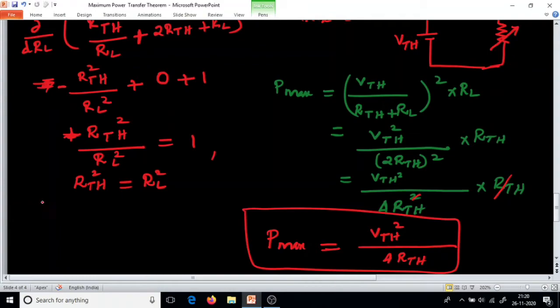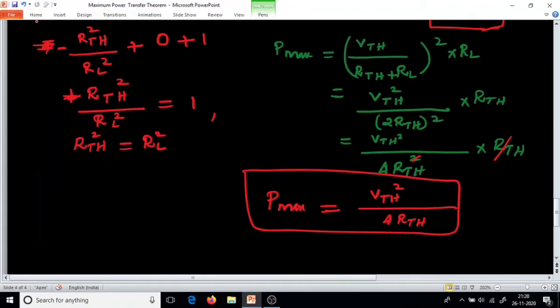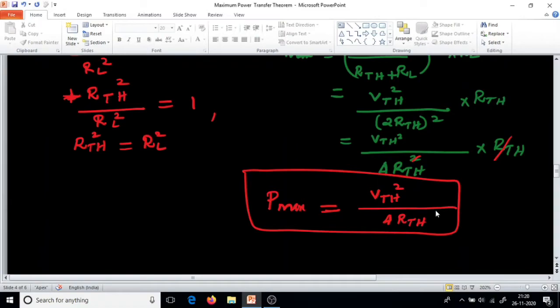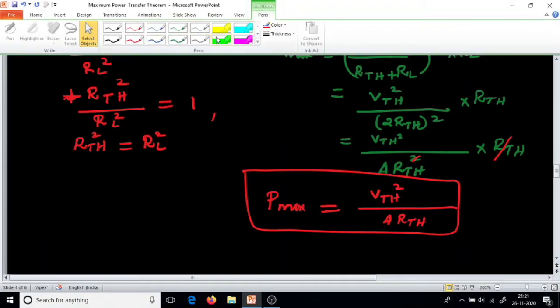And where is this maximum power transfer theorem utilized? It is utilized in communication systems. In communication systems, we have to match the 50 ohm load with the source or 75 ohm load with the source, then only the maximum power transfer will take place.